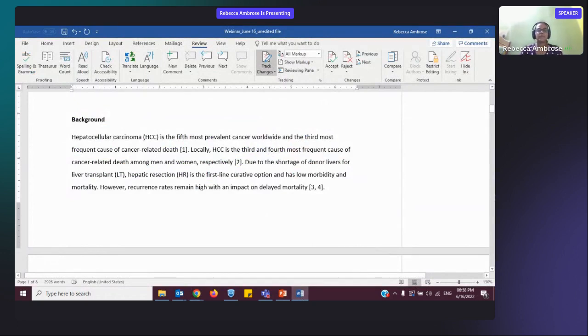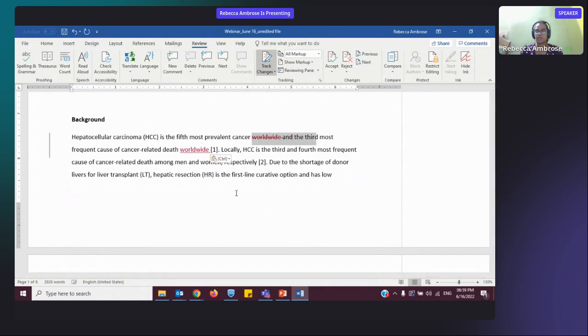So, hepatocellular carcinoma is the fifth most prevalent cancer worldwide and the third most frequent cause of cancer related death. Now, because worldwide is present over here and not at the end, to me it reads as if the worldwide applies only to this part of the sentence and doesn't apply to this part of the sentence. So if this applies to both, then ideally this should be here. But I'll definitely have to ask the author if that is true.